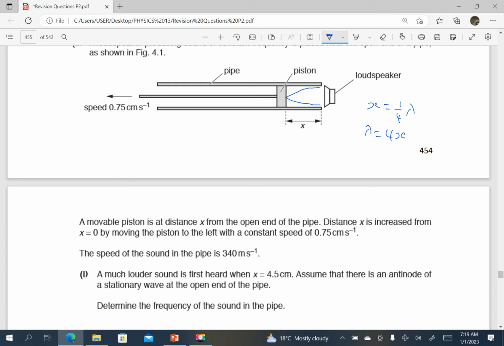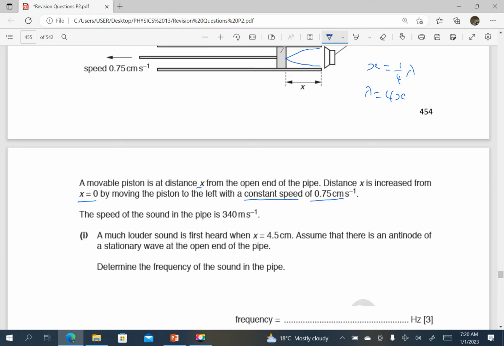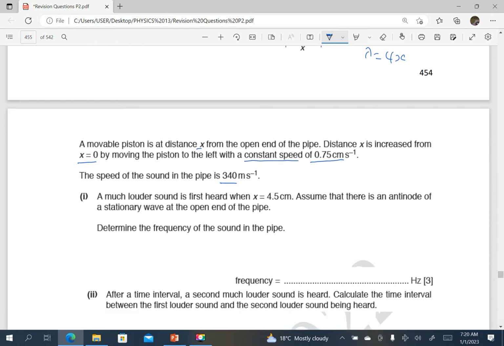Let's see the questions. A movable piston is at a distance x from the open end of the pipe. Distance x is increased from x equals 0 by moving the piston to the left with a constant speed. So the speed of the piston is 0.75 centimeters per second. It is constant. The speed of the sound in the pipe is 340 meters per second. A much louder sound is first heard when x is 4.5 centimeters. That is the first harmonic. The first position of resonance, or you can call it the fundamental mode of vibration if you want. Assume that there is an antinode of a stationary wave at the open end of the pipe. Determine the frequency of the sound in the pipe.